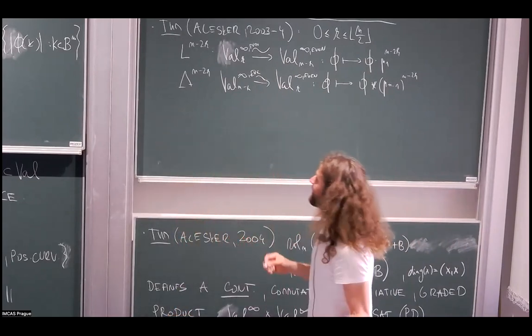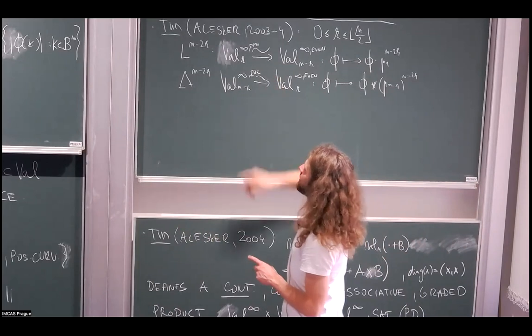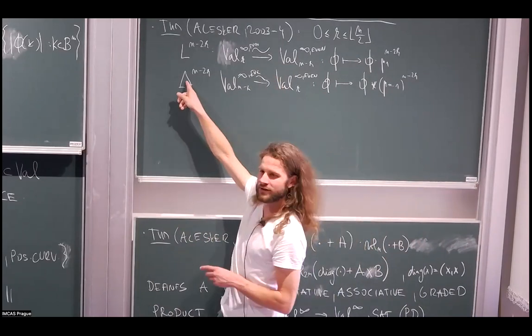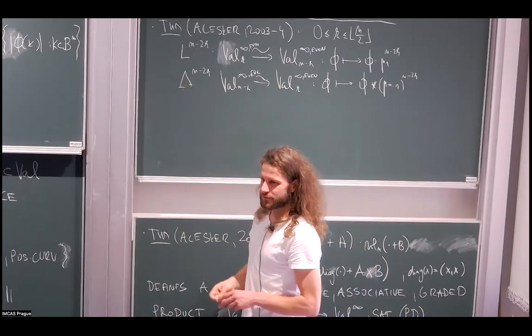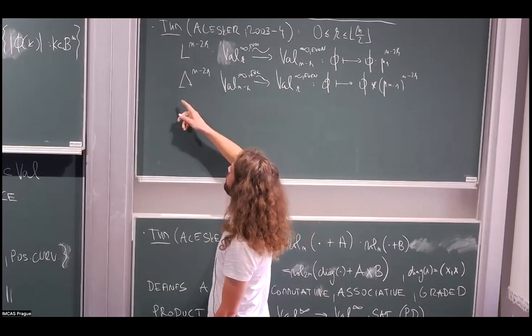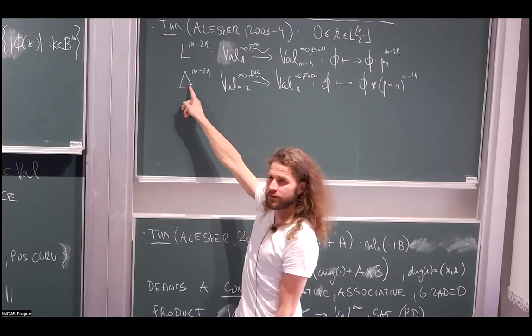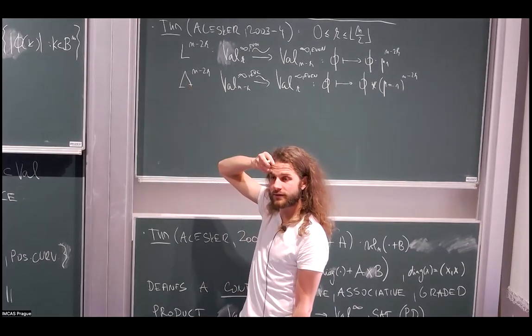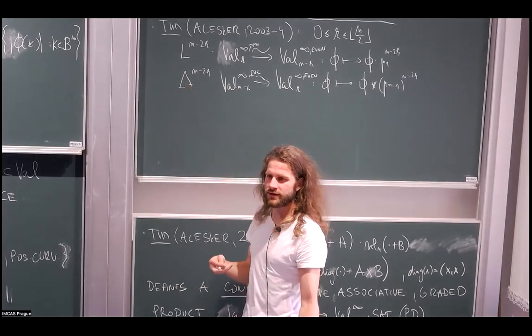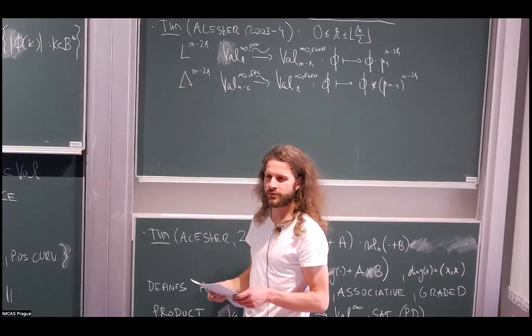That's a very good point. So yeah, these guys are dual to each other, but this is not the dual Lefschetz operator. Interestingly, the commutator of L and lambda is not constant. So it doesn't give you the SO2 representation.